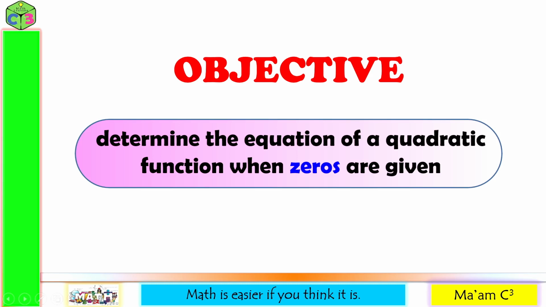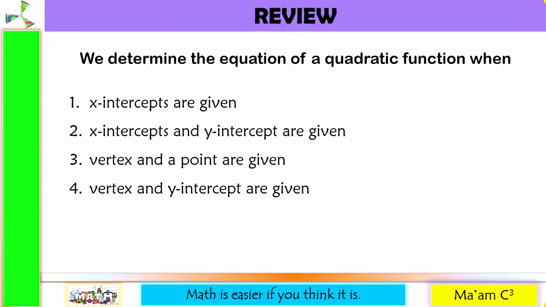Our objective in this lesson is to determine the equation of a quadratic function when zeros are given. This is the third part of the series determining the equation of a quadratic function. In our previous lesson, we have learned how to determine the equation of a quadratic function from a graph.